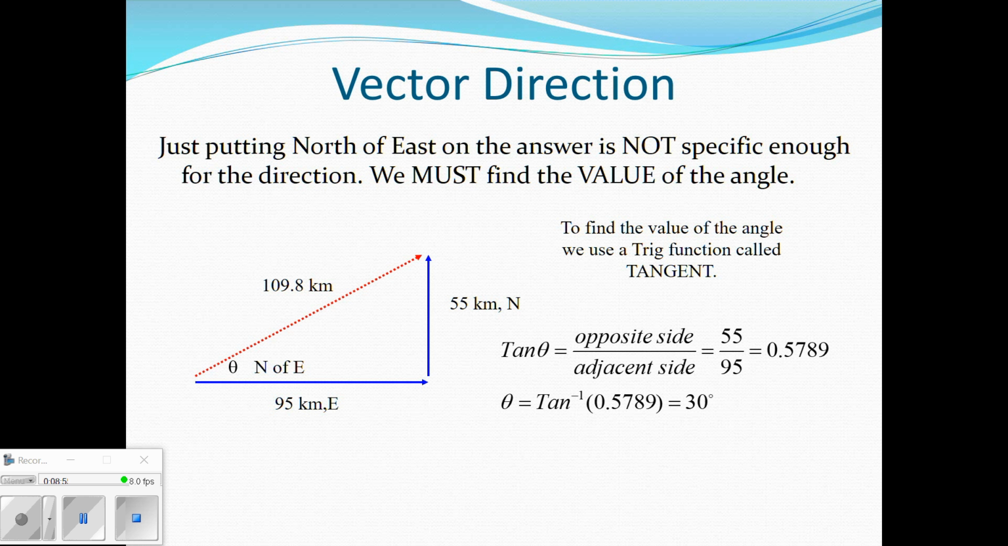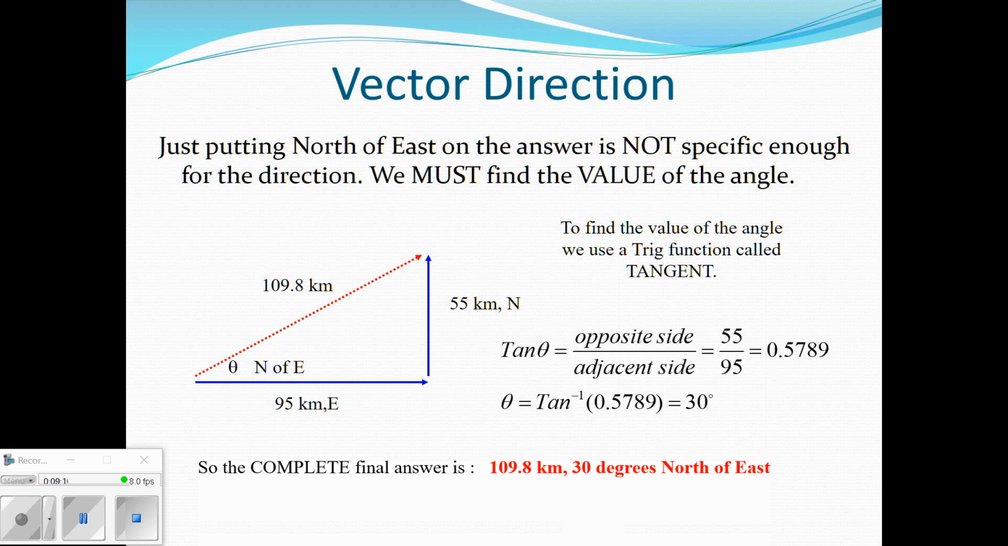Tan theta is equal to the opposite side divided by the adjacent side. That would be 55 kilometers divided by 95 kilometers, which gives us 0.5789. So tan theta is equal to 0.5789. If you do the inverse tangent to both sides, you end up with an angle of 30 degrees.